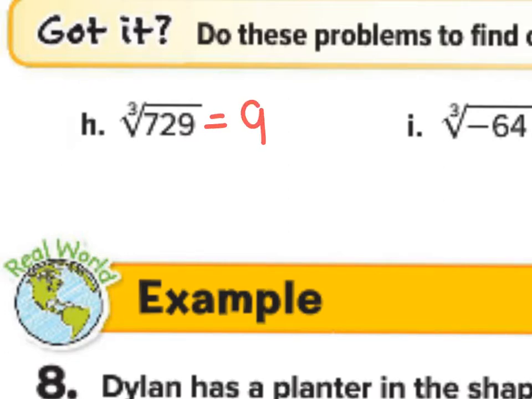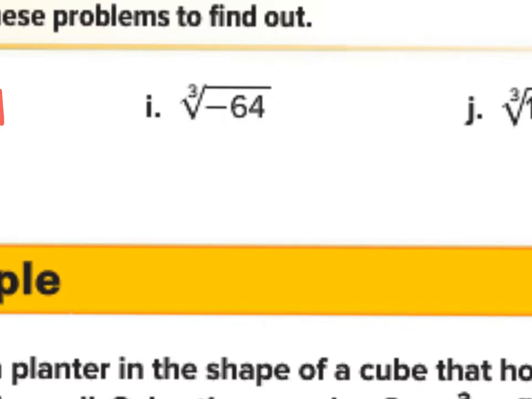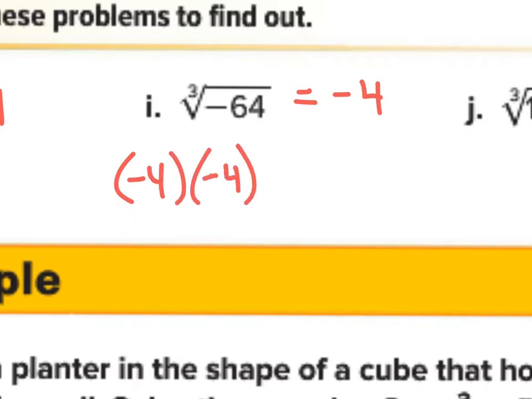Let's try the next one. What number multiplied into itself three times will give you negative 64? Well, I think you guys already know that it would be negative 4. Because if I multiply negative 4 times negative 4, I will get positive 16. And then positive 16 times negative 4 will give me negative 64.